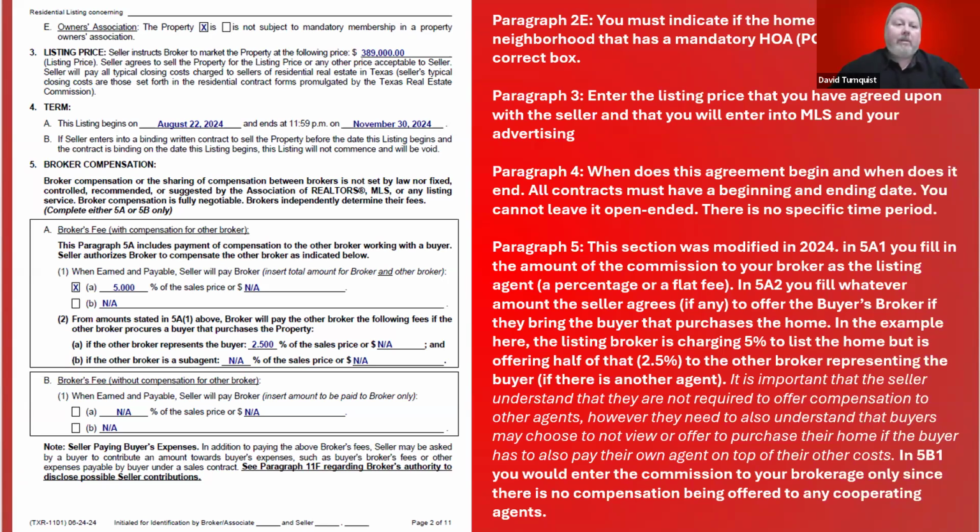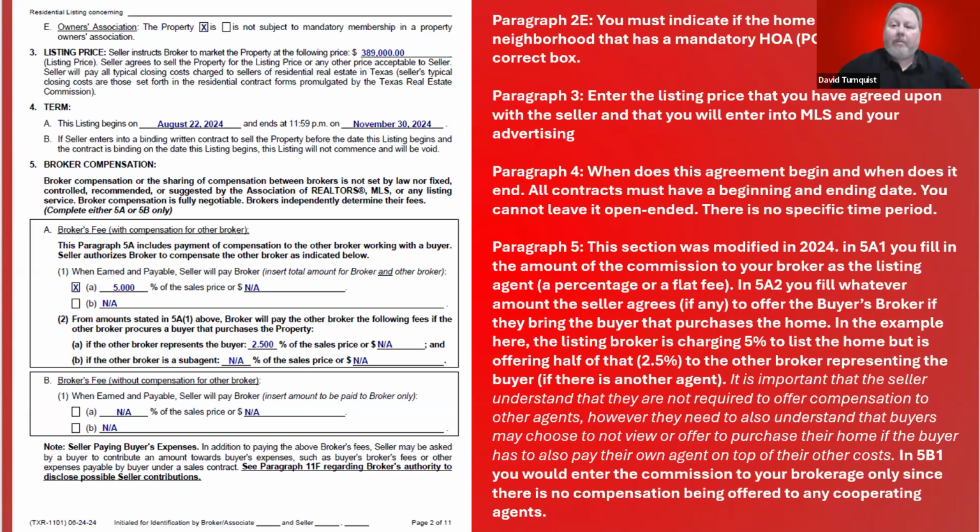All right, paragraph 3, the list price. By this point, you should have toured the home and seen the overall condition of the home. Does it need repairs? Is it completely updated? How does it compare to other homes in the neighborhood? Is it better? Is it about the same? Or is it way worse?